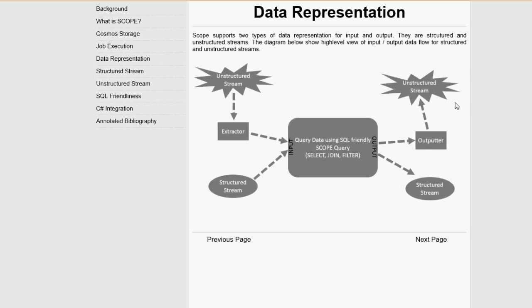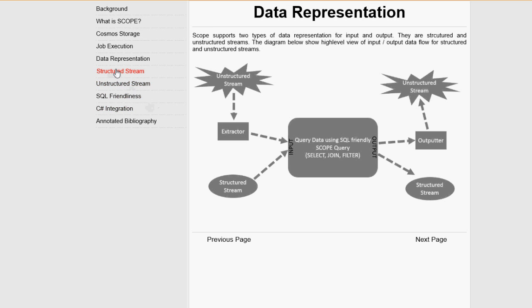If you want the output as an unstructured stream, it has to go to the outputter so that it knows how to output the data, like if you want a CSV or XML. But in case of a structured stream, since it already has a schema, you don't have to specify anything.